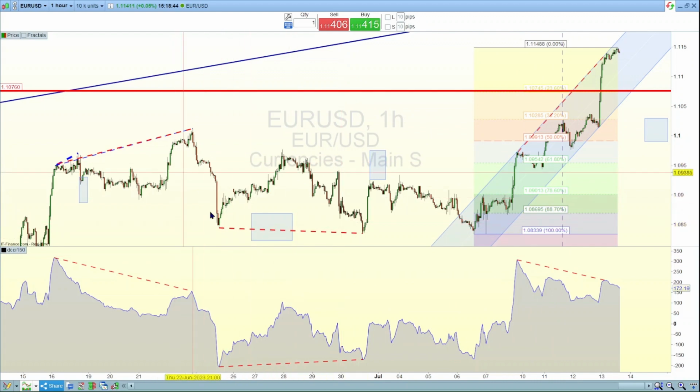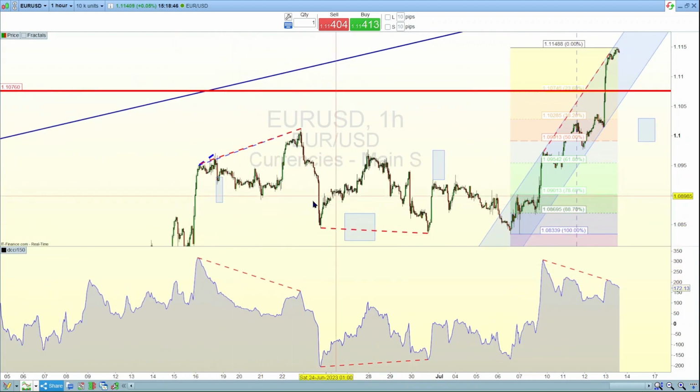We did have a couple of divergences that worked back here. This was a bearish divergence versus this bullish. It broke down and hit our target. So we would have hit our target down there.